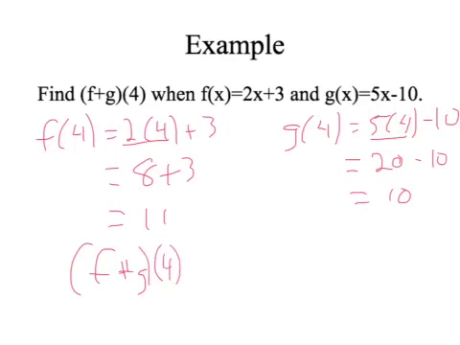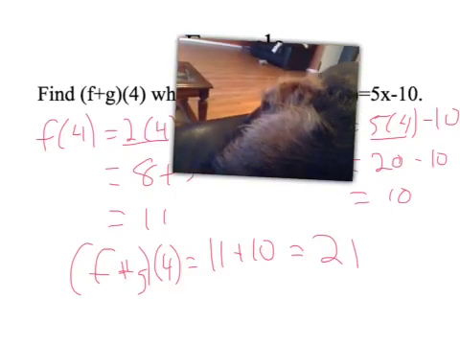of 4, I'm going to take my f value, which is 11, take my g value, which is 10, add them together. 10 plus 11 is 21. So f plus g of 4 is 21. Maverick got it right. Did you?